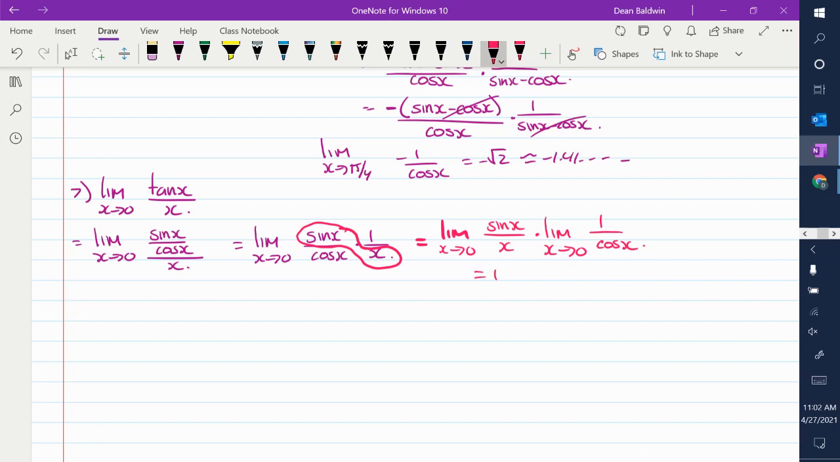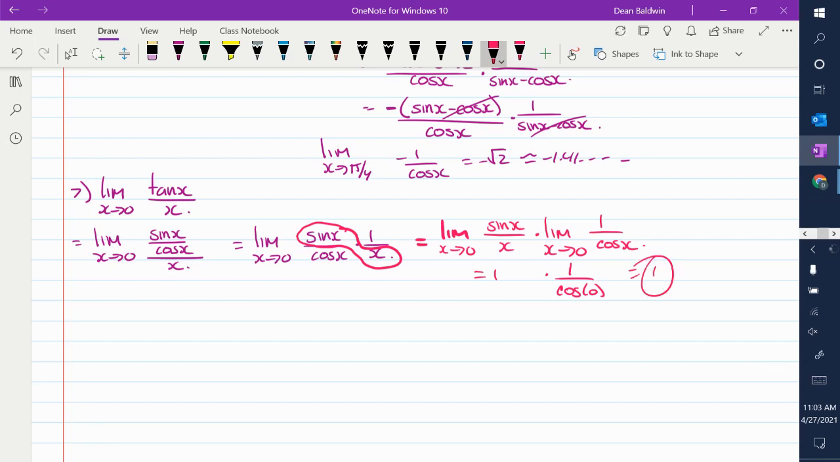If you put 0 into cosine, put cos of 0 in your calculator. 1 times 1 is 1. You gotta throw it in. So it's 1. Okay.